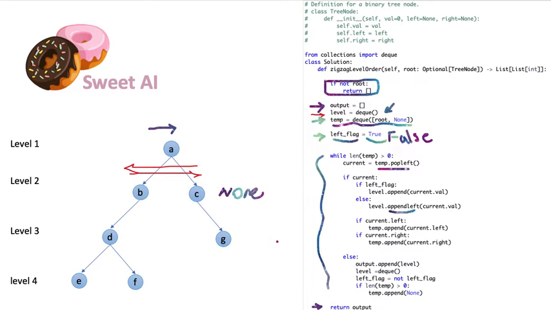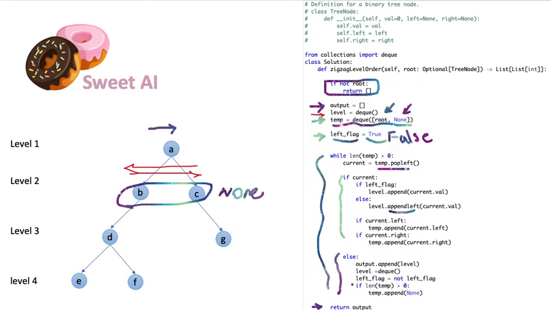And what will happen if we pop None? Then we do not do this, we do this instead. When it's None, it means we are done with one level, so we go to the next level. We add whatever we have in the level to the output, plus we empty this level so there is nothing else in it, and then we change the flag from left to right, or from right to left.